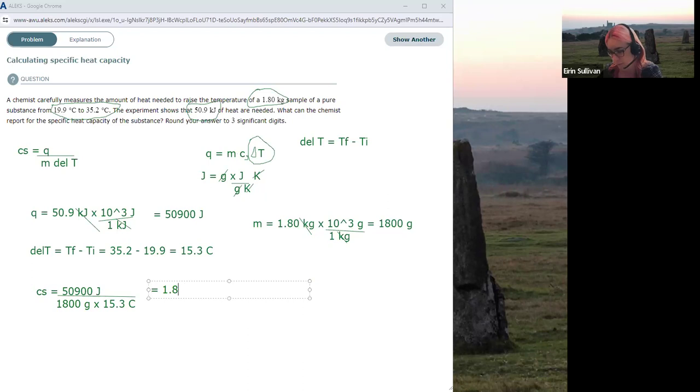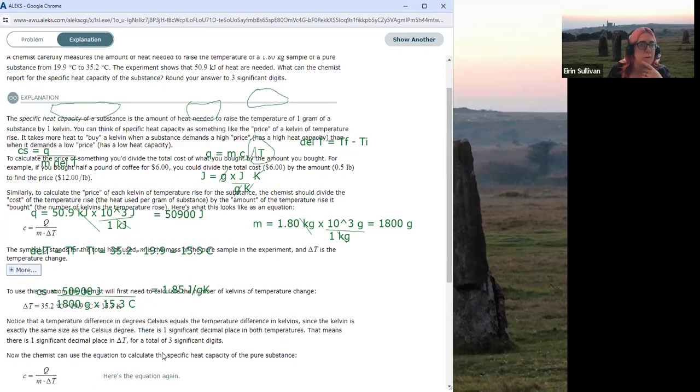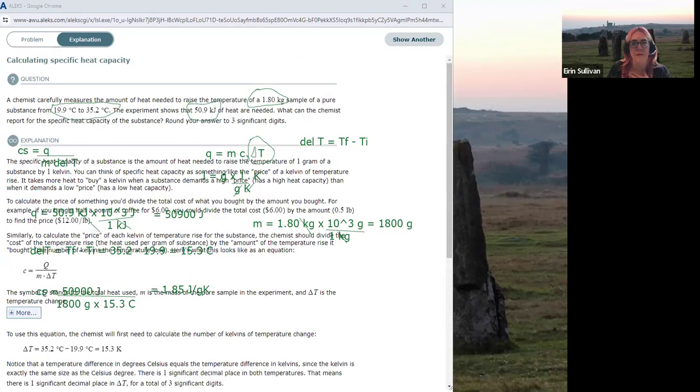So I would say it's 1.84, 1.85 to 3 significant digits, joules per gram per Kelvin. All right, so let me just check the ALEKS units for you. Yeah, joules per gram per Kelvin. There you go. I knew it. I knew they'd go Kelvin. Okay. All right. So that's all you have to do for that one.